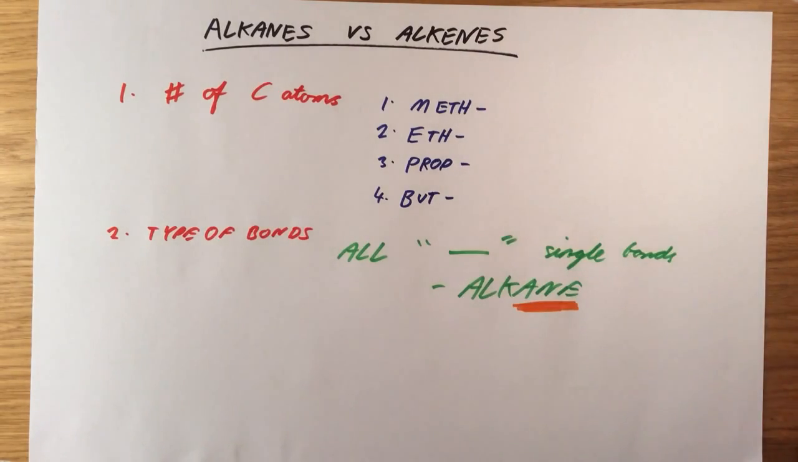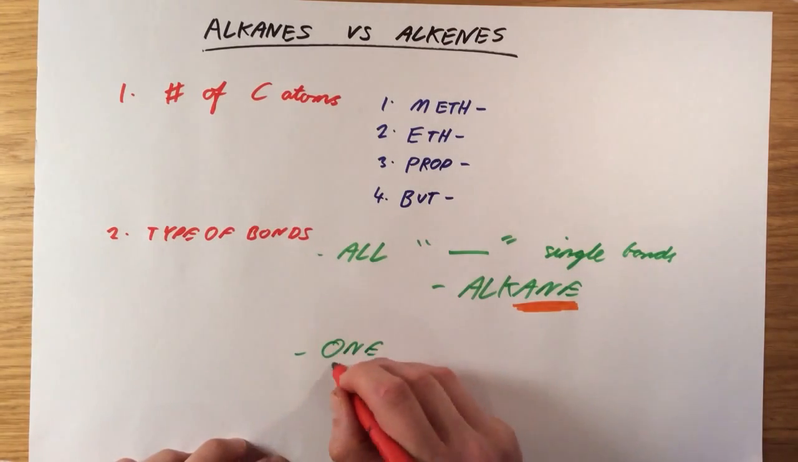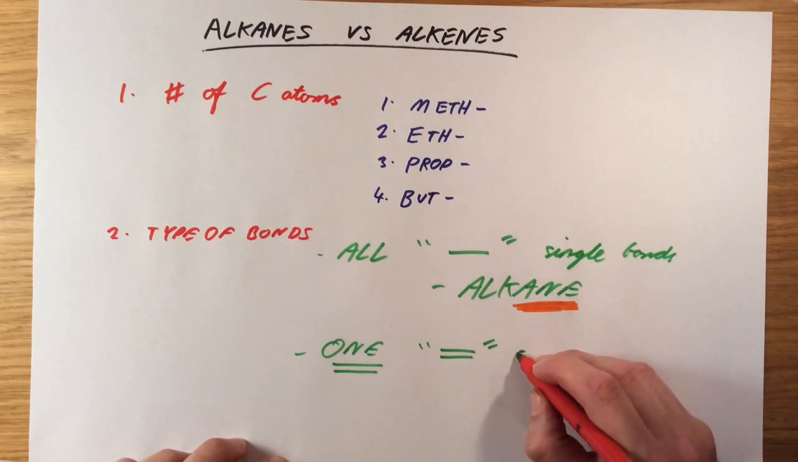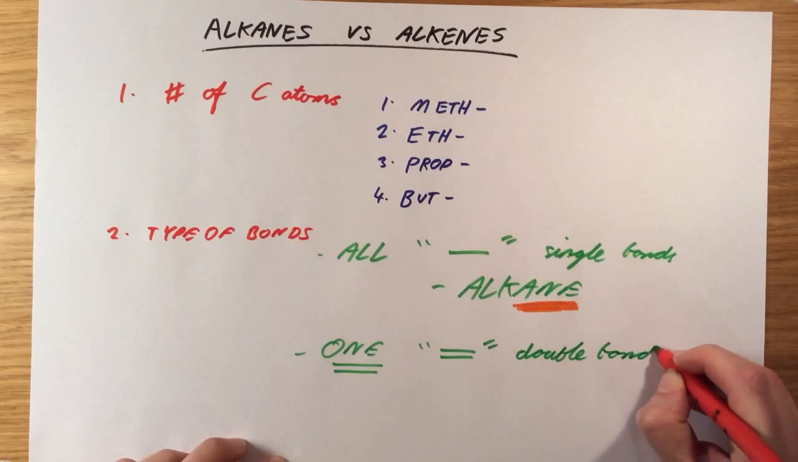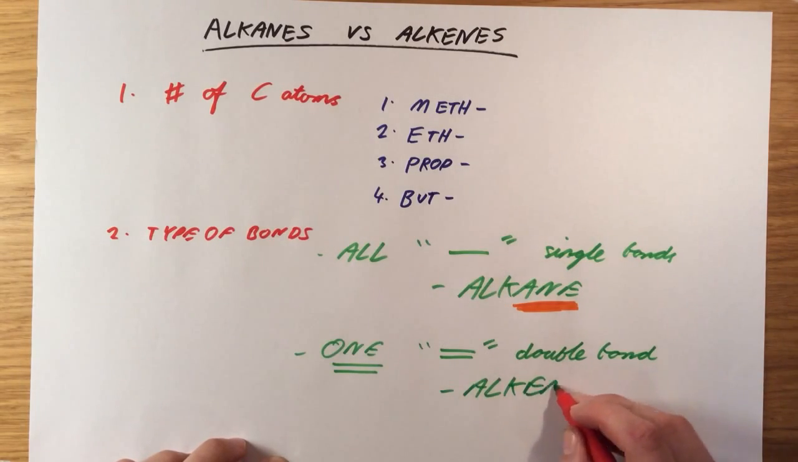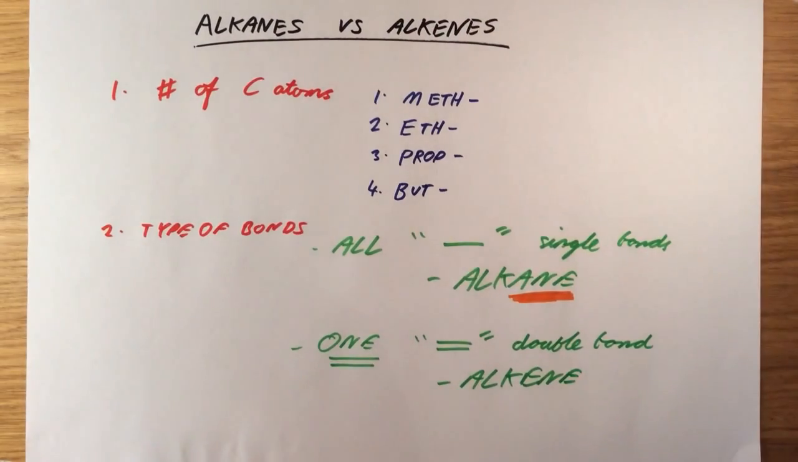If we have one and only one carbon-carbon double bond, then it's an alkene. And again, the ending we have from the top would then be ene.